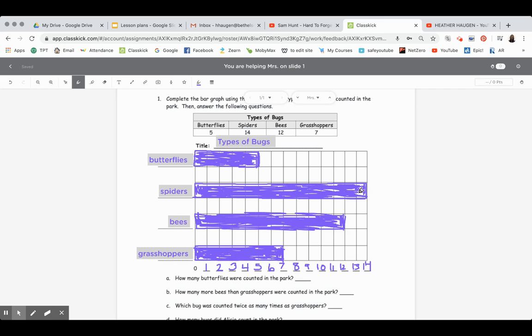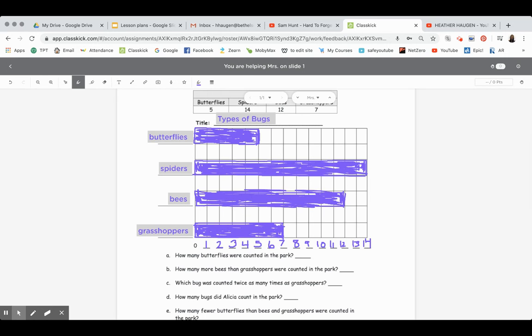All right. Now that I have finished my bar graph, I can analyze the data and answer the questions at the bottom. The first one simply says, how many butterflies were counted in the park? Well, this one I just get to look in the data table or look in the bar graph, and I simply see there are 5, I'm going to change my color, 5 butterflies in the park. So go ahead and just write the number 5.